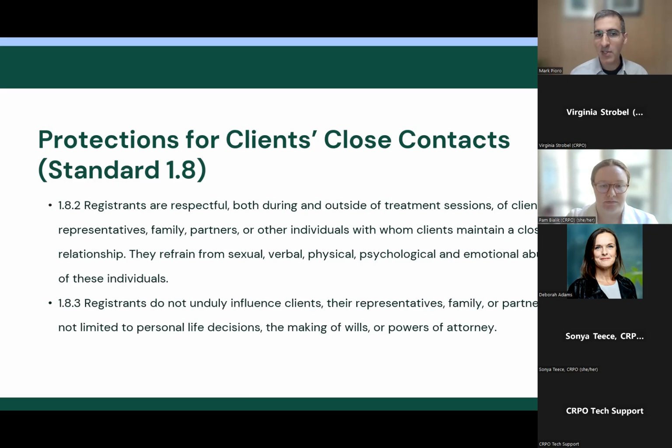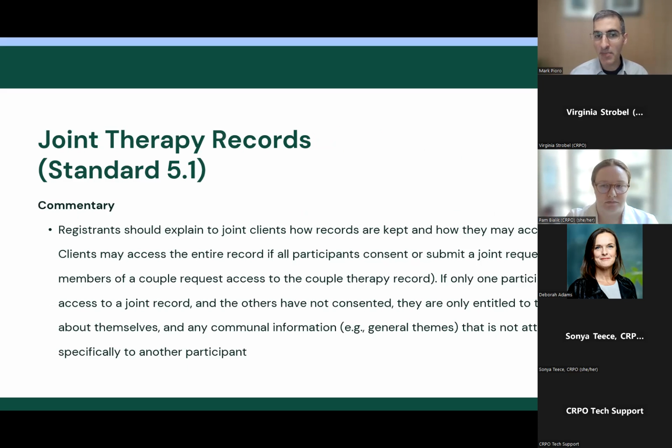Clients have a right of access to a copy of their record, with limited exceptions, but this gets complicated if the client is a couple, family, or group. The commentary to Standard 5.1 now provides guidance. It says, registrants should explain to joint clients how records are kept and how they may access those records. Clients may access the entire record if all participants consent or submit a joint request. For example, both members of a couple request access to the couple therapy record.